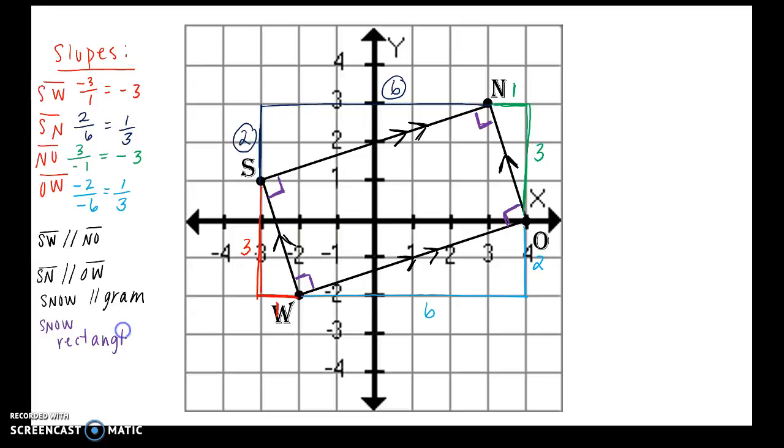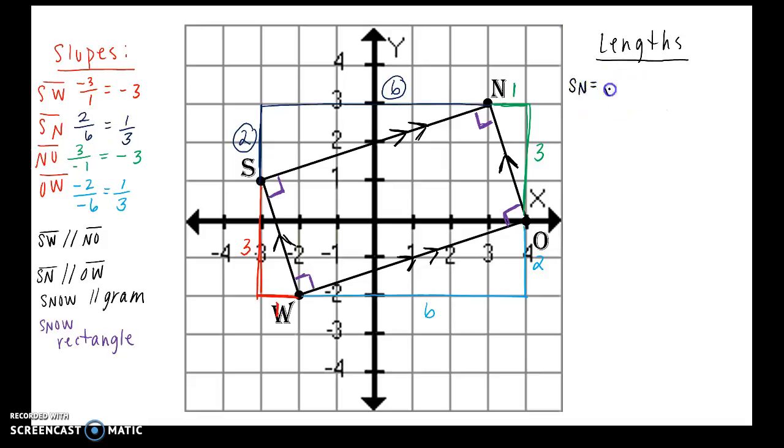How do we define a rectangle? We know that a rectangle is a parallelogram with 4 right angles. Okay, and now let's just do the lengths of each side. Okay, we have our slope triangle set up already, so therefore we can just use the Pythagorean theorem.